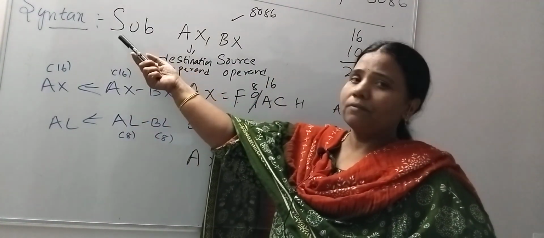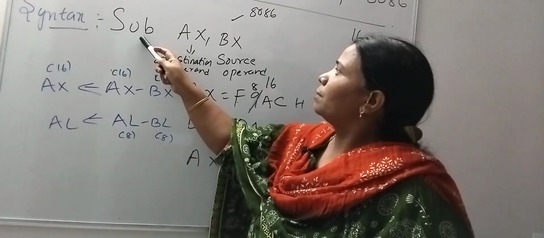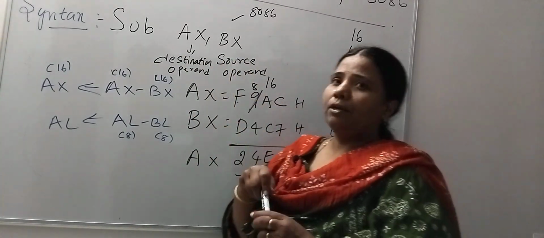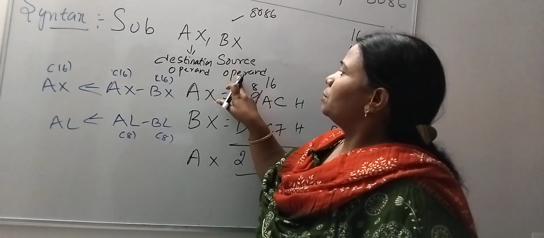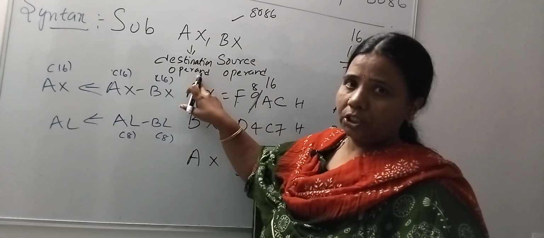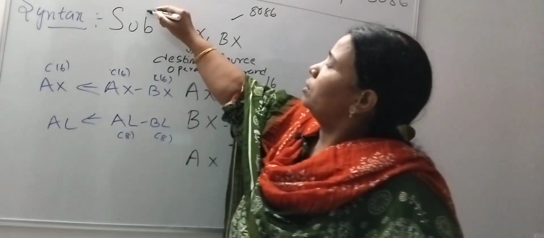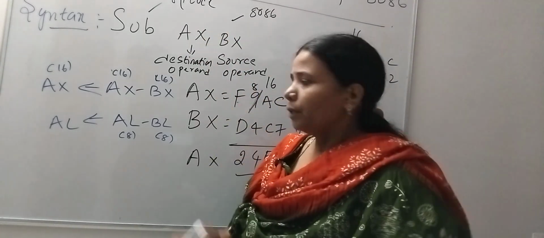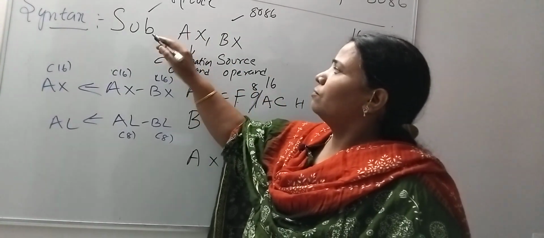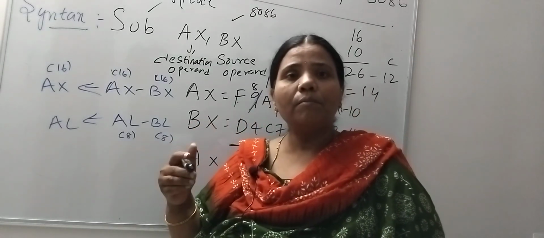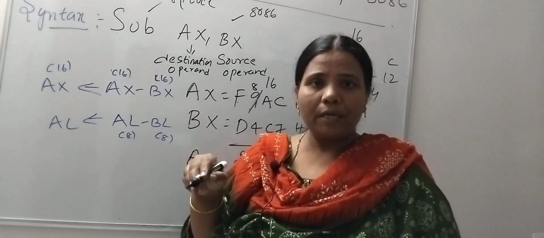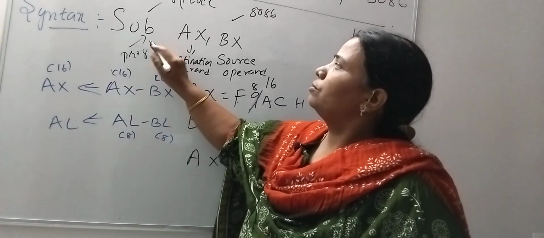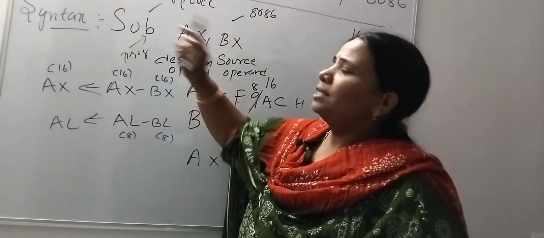The syntax for the subtraction instruction is SUB AX, BX. Here BX is said to be the source operand, AX is said to be the destination operand, and SUB is said to be the opcode which works on these operands. Opcode is nothing but operation code. An instruction is nothing but a command given by the programmer to the CPU to do a certain operation. So what command is the programmer giving to the 8086? To do the subtraction operation.